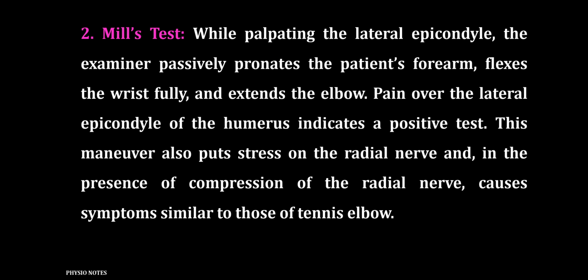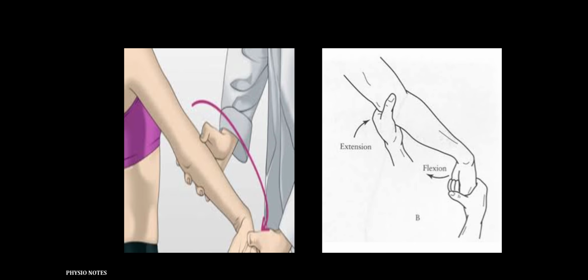Then the second one is Mills test. In Mills test, while palpating the lateral epicondyle, the examiner passively pronates the patient's forearm, then fully flexes the wrist and extends the elbow. Pain over the lateral epicondyle shows the test is positive, and the maneuver also puts some stress on the radial nerve. So if there is any compression of the radial nerve, this test is also positive. We can see this in the picture.